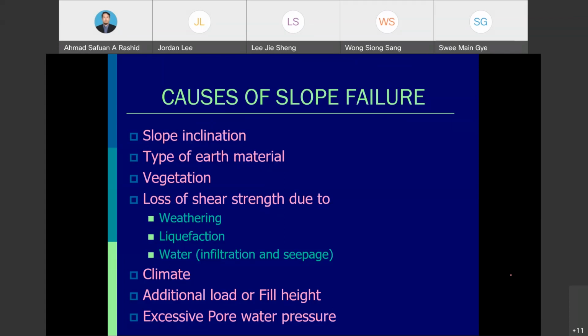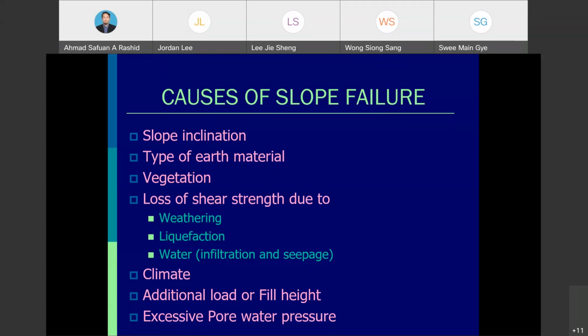Loss of shear strength is due to weathering, liquefaction, water infiltration, and seepage. Weathering is where the surface is exposed to the hot and dry, wet seasons, but this is normally related to rock slope structure.